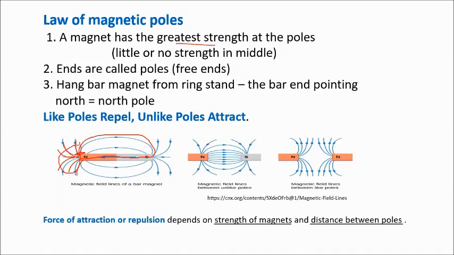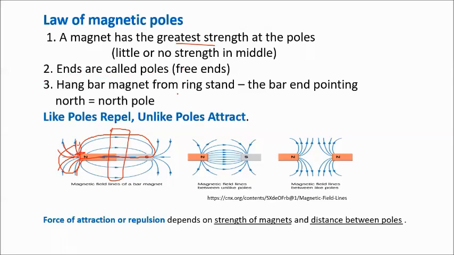greatest strength. Sa middle part, ito yung less or no strength, depende sa strength ng magnet. So the ends are called poles, the N and S.